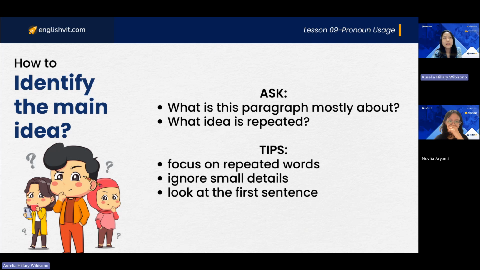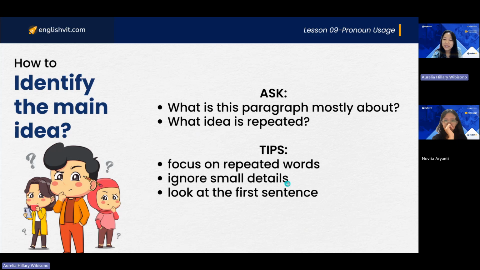So we can say the idea of the president, or the speech of the president, is making me depressed, making me concerned. So that's the idea. And for the tips, focus on repeated words. You can see that the word president is repeated a lot of times, right? So that's the main idea.